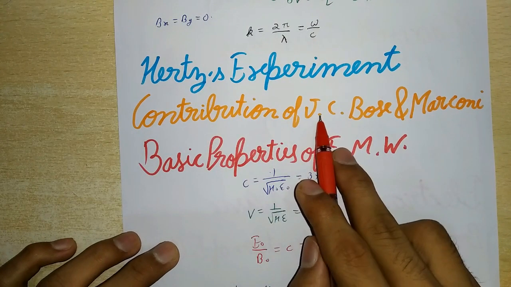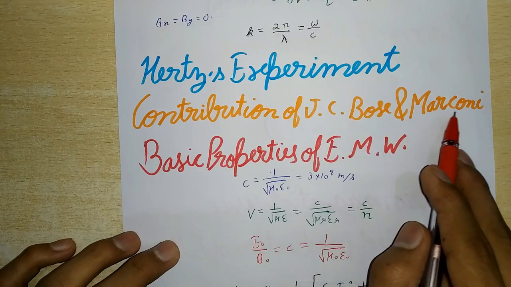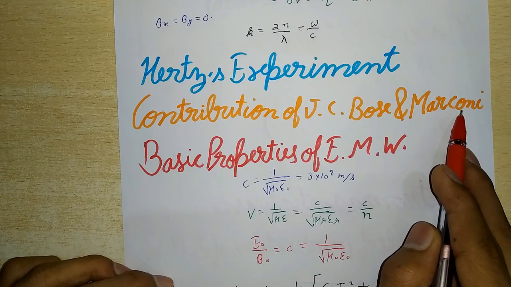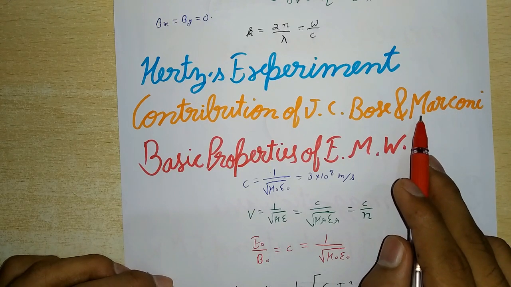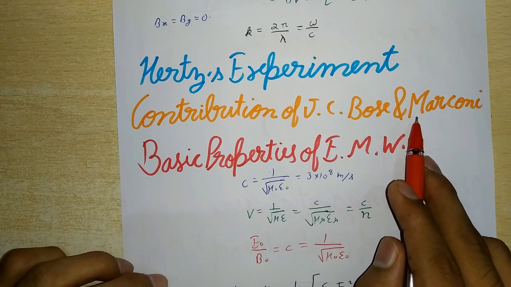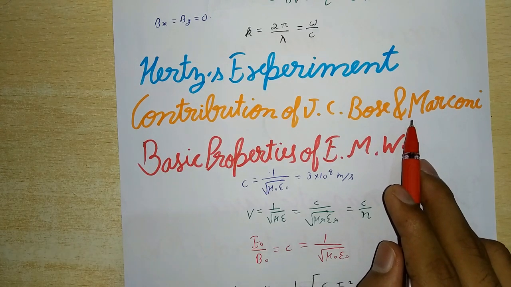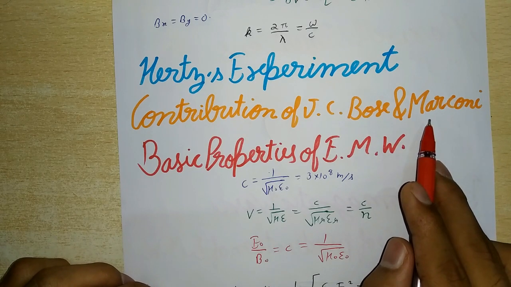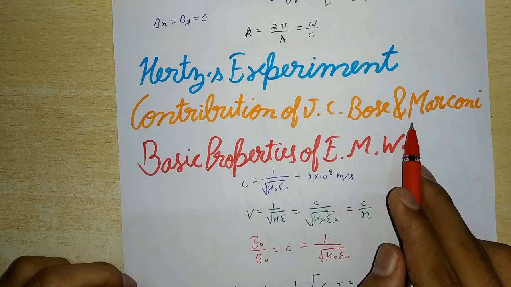Now, contribution of J.C. Bose and Marconi. Sir J.C. Bose succeeded in producing and observing, in 1895, electromagnetic waves of much shorter wavelength, 25 millimeter to 5 millimeter, and in 1896 Marconi succeeded in transmitting electromagnetic waves over a distance of many kilometers. His experiments marked the beginning of radio communication.